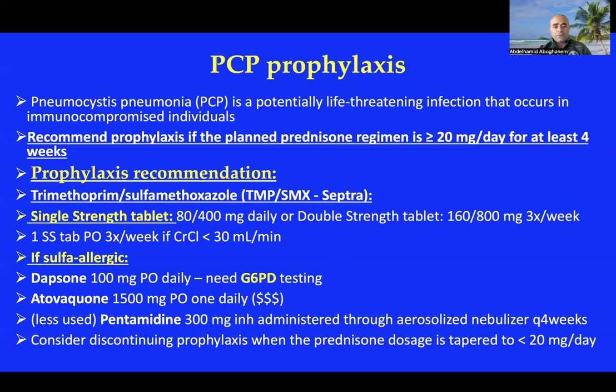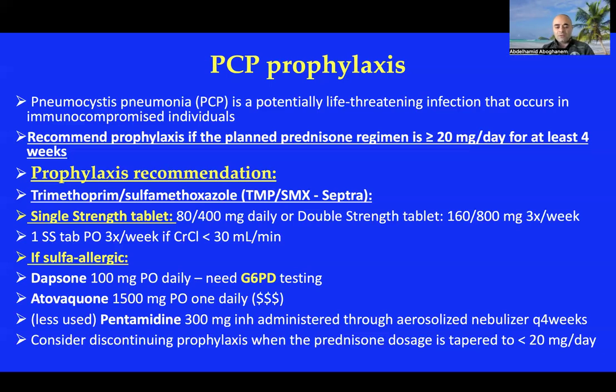And yes, for PJP prophylaxis, we can use trimethoprim-sulfamethoxazole, which is Septra, 400 to 80 single strength tablet. In some centers they give it Monday, Wednesday, Friday, or every other day. And as they mentioned, this small dose should be continued daily, especially if your creatinine and potassium are okay.